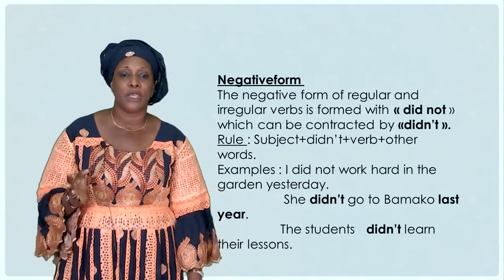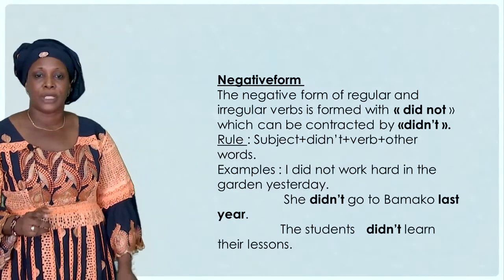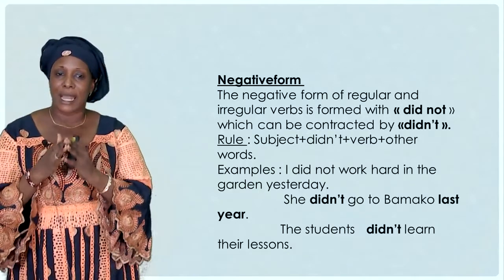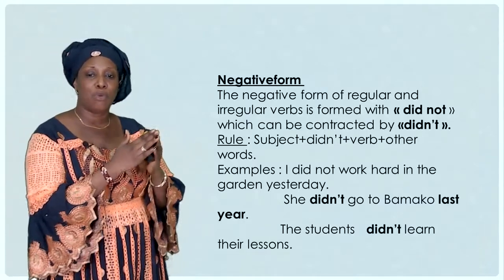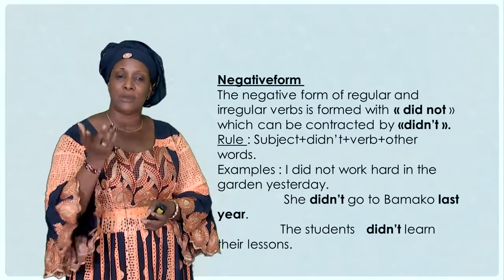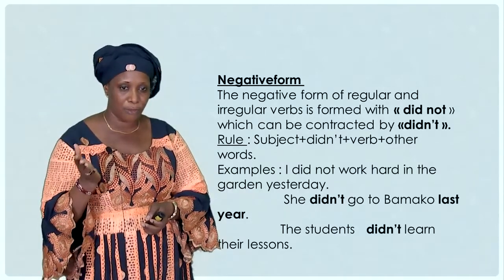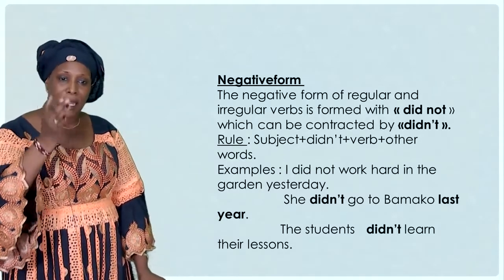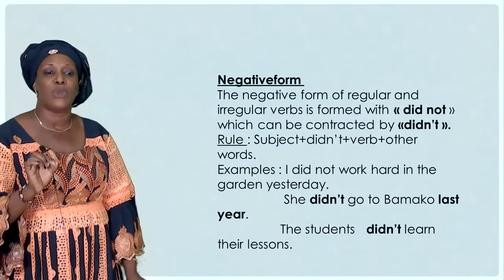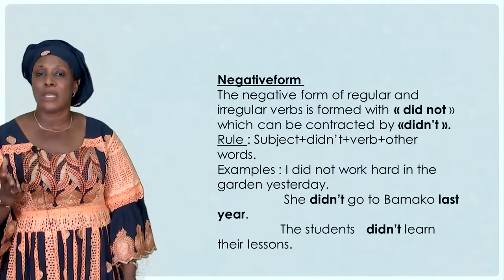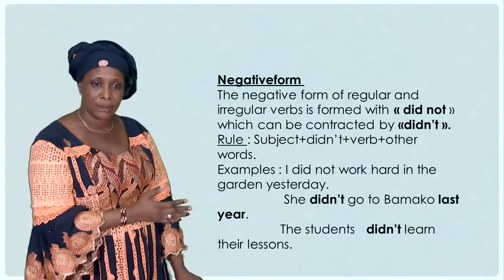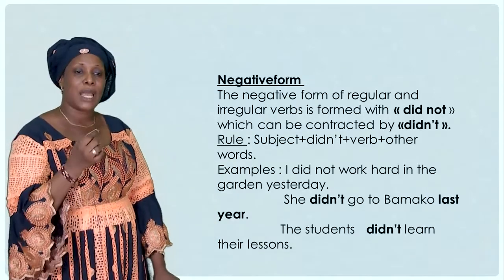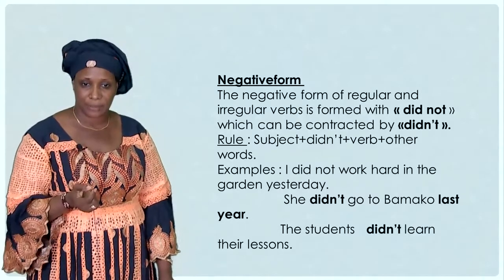Now let's deal with the negative form. Here, the negative form of the regular and irregular verbs follows the same rule. The negative form of regular and irregular verbs is formed with did not, which can be contracted to didn't. Rule: subject plus didn't plus verb plus other words.